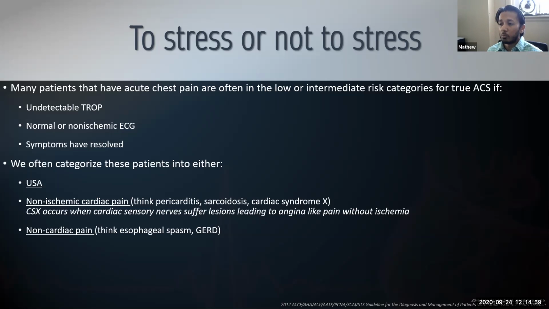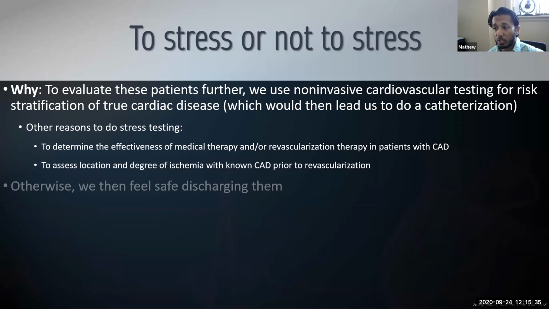So many of these patients that we have that have acute pain, but really don't have a high pretest probability, if we're going to use our Diamond Forrester criteria, shouldn't be tested. So if they have undetectable troponins, normal ECGs, symptoms have completely resolved, maybe it was with a GI cocktail, and they're not a female that's overweight, things that can lead to your atypical presentations, then we have to really diagnose them in the right category. These are going to be either unstable anginas, non-ischemic cardiac pains, thinking of sarcoid cardiac syndrome X, which showed up last week on your quiz, and then just non-cardiac chest pain, esophageal spasm and GERD.